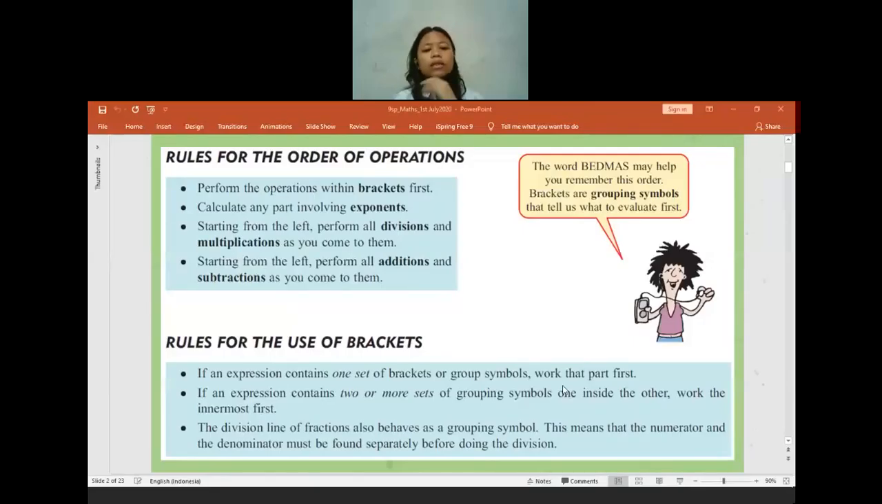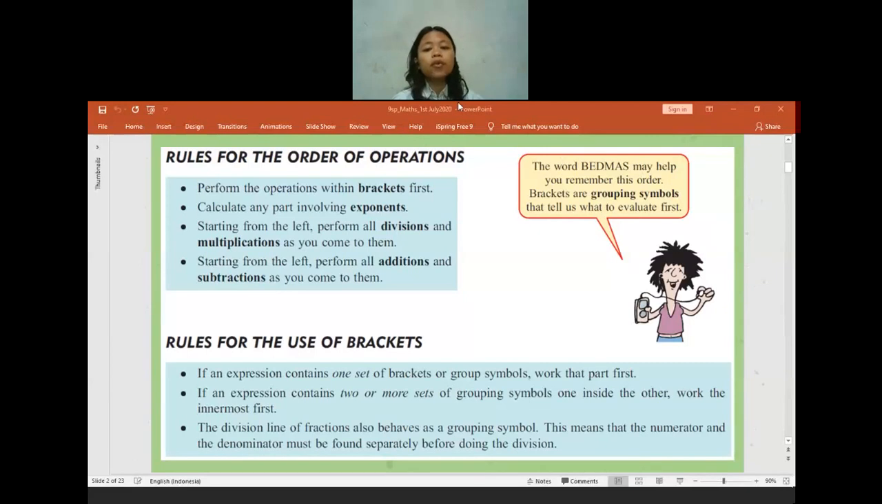Okay, so for today we are going to study calculation. You know that in a calculation we have division, multiplication, addition, subtraction, and all the operations. In here there is a rule for how we calculate without using a calculator. We can call it BEDMAS.